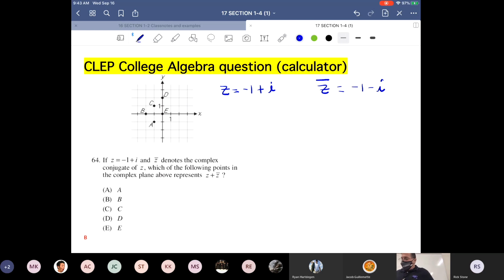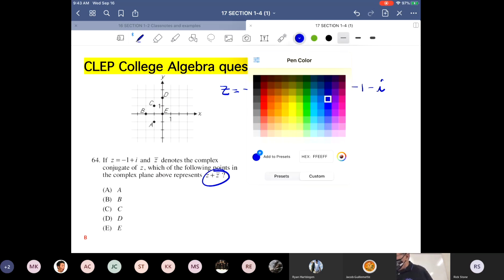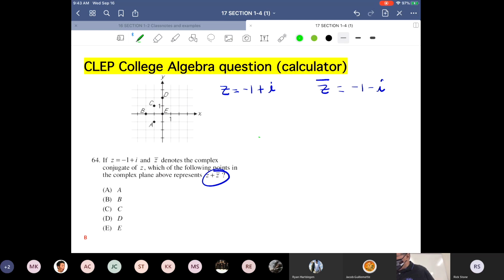-1 minus i. And what do they want me to do? They want me to add those two things together, right? So I'm going to come down here and add those together to get z plus z with a line over it, or that's -1 plus i plus -1 minus i. And if we add those, we get -2.